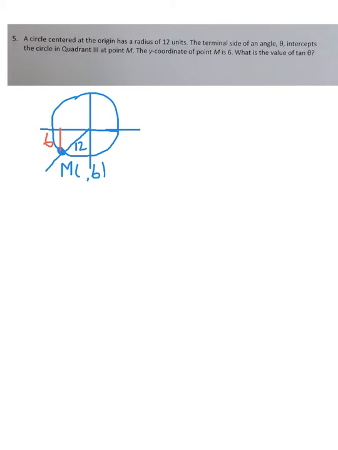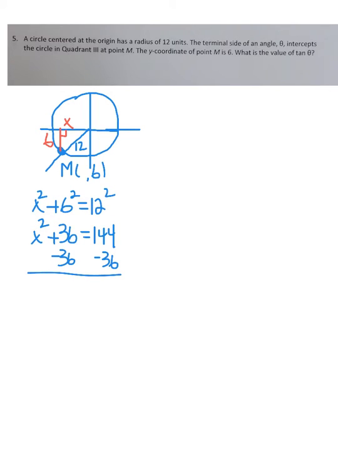So now if you look at this, what you have is a right triangle, right? And I can find this missing x value right there by doing the Pythagorean theorem. So I'm going to do x squared plus 6 squared equals 12 squared. So I have x squared plus 36 equals 144. Then I'm going to subtract over the 36. I'm going to get x squared equals 108. So x is equal to the square root of 108.